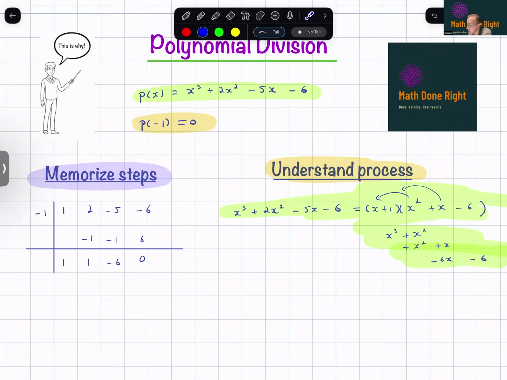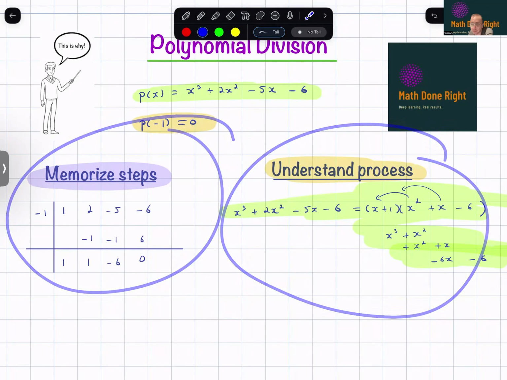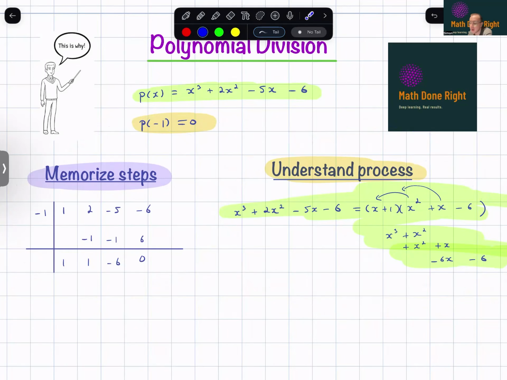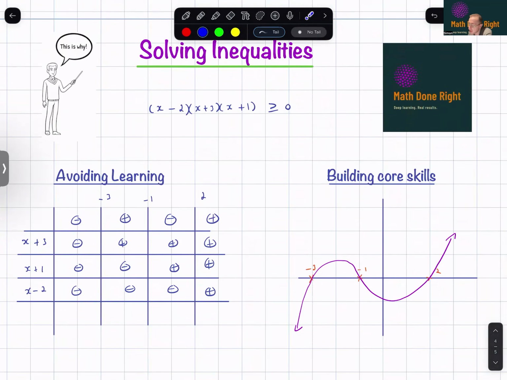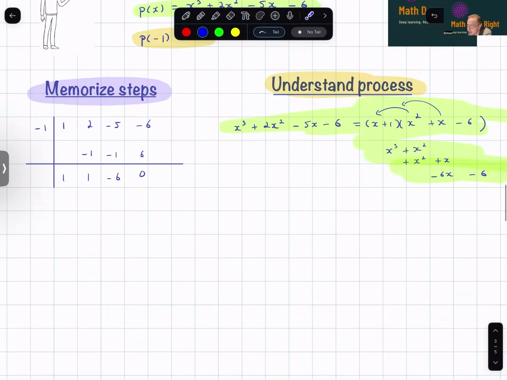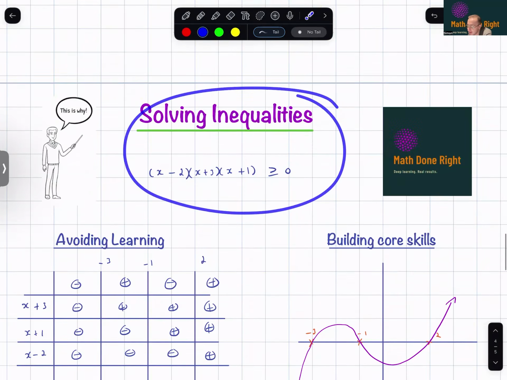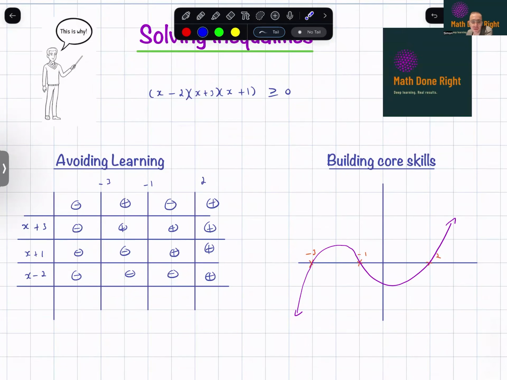So we're going to see again how to understand processes, not memorize steps. Last one. I actually probably should have saved this one for last, because this is the most dramatic one. But solving inequalities is another example. I wanted three examples. Comedy comes in threes. Things for impact come in threes.